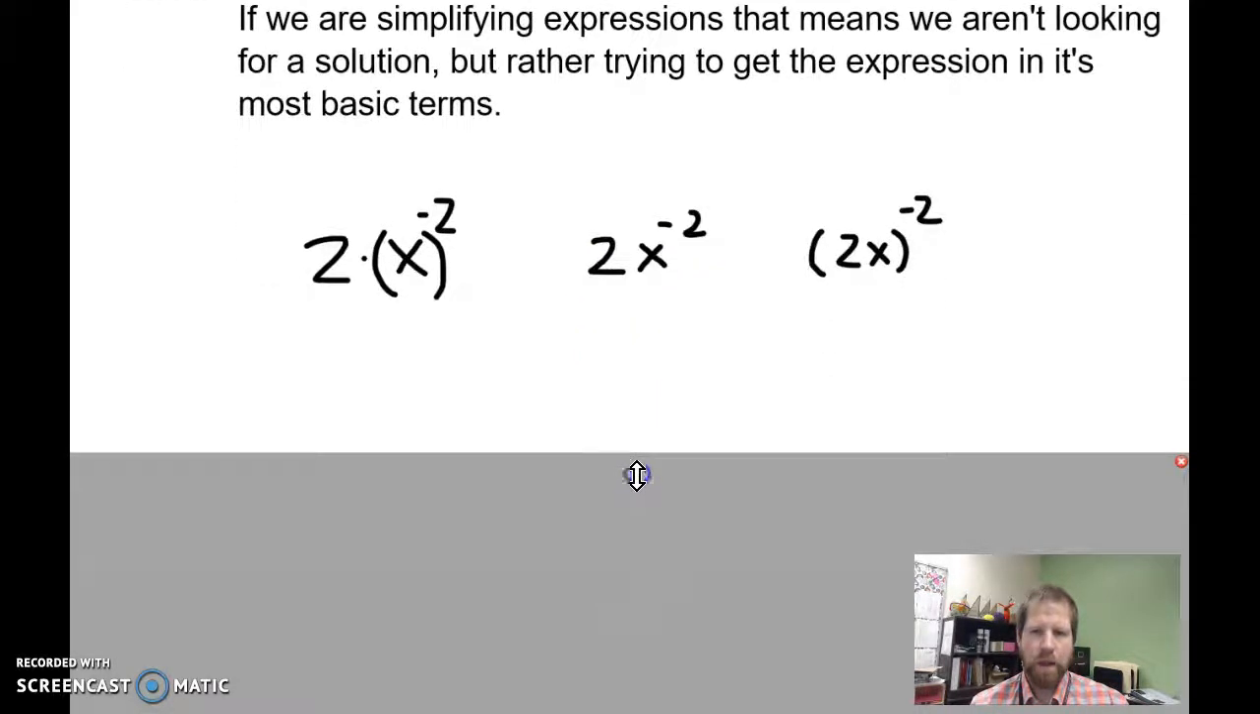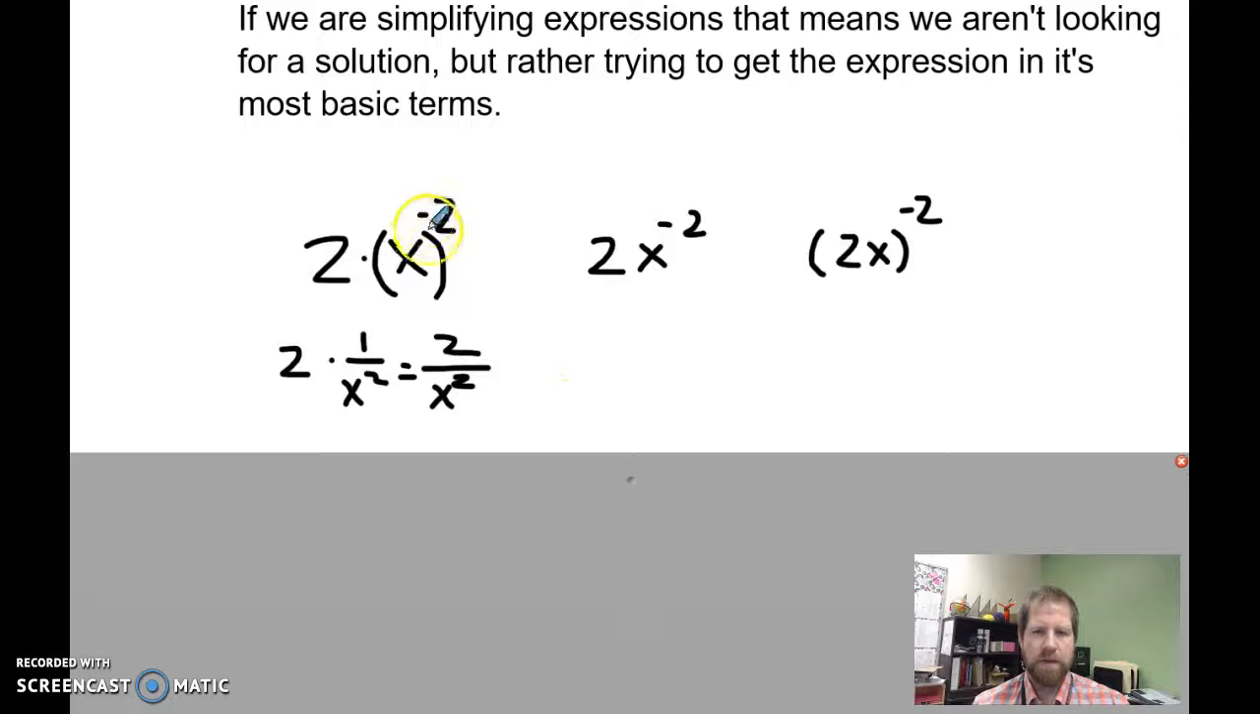Okay? So if I have 2 times x to the negative second, I'm not putting in any value for x, so my answer is just going to be the simplest I can make this. So I've got my 2, and that's going to be times x to the negative second, which is 1 over x to the second, and that's going to be equal to 2 over x to the second.